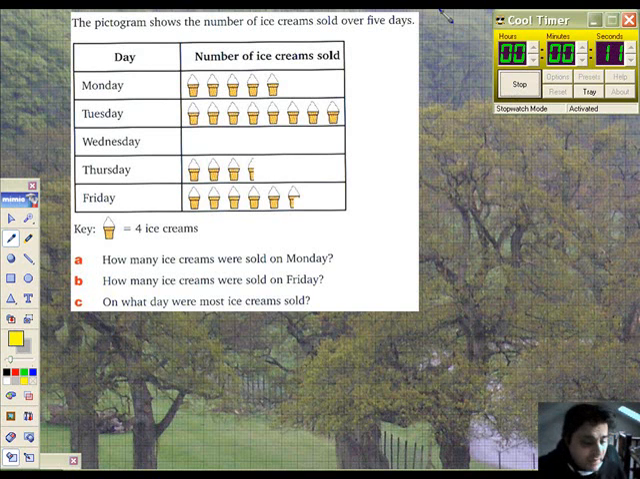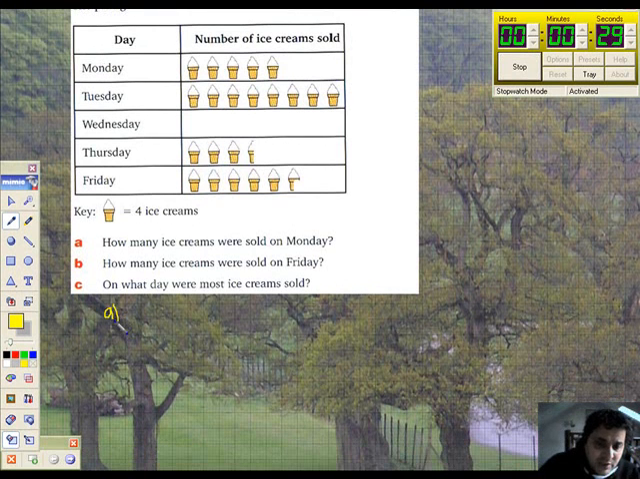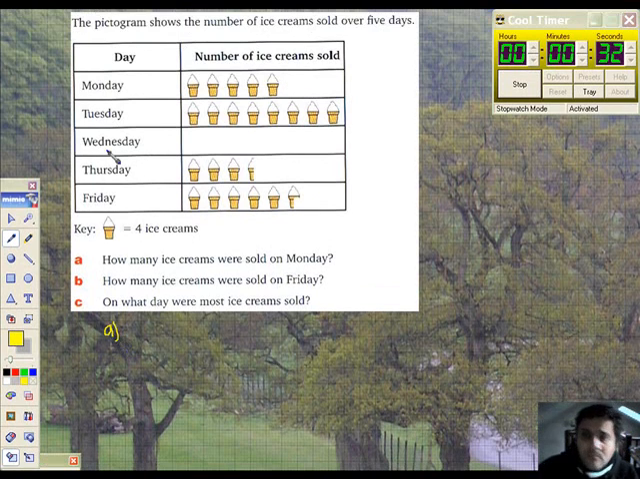This is question 2 on page 87, involving ice cream. It says the pictogram shows the number of ice creams sold over a 5-day period. Here we go, Monday to Friday. Please note that this diagram of a lovely looking cone represents 4 individual ice creams. Okay, so with that in mind, let's just jump straight into the question.